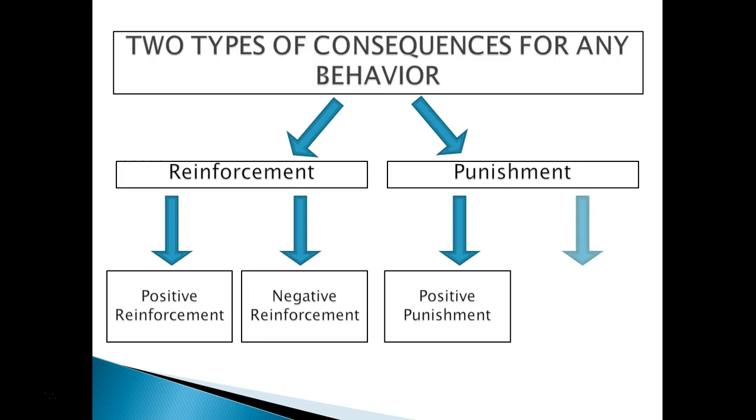The next is negative punishment. When a behavior is followed by a pleasant consequence being removed, it is called a negative punishment. For example, when we score poorly in a test, our parents restrict our playing and television times. The removal of the pleasant consequence of playing and watching television makes us stop scoring poorly in future tests. Hence, the removal of the pleasant consequence has resulted in the behavior to decrease.